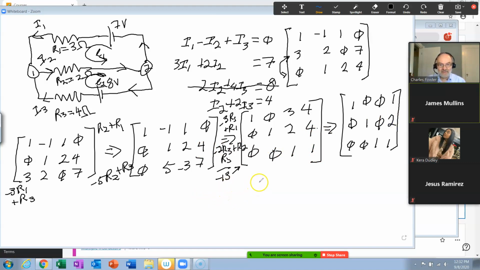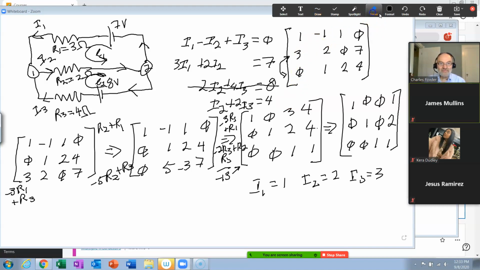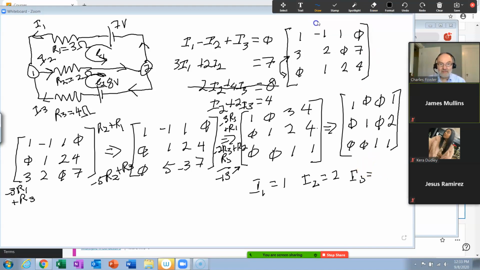So it looks like to me that I1 has got to be 1, I2 has got to be 2, and I3 has got to be 3. 1. What am I saying? I'm just getting carried away. I think I need to stop and get something else to drink. Okay, that's a 1. I don't know what it looks like, but it's a 1. All right, sorry.